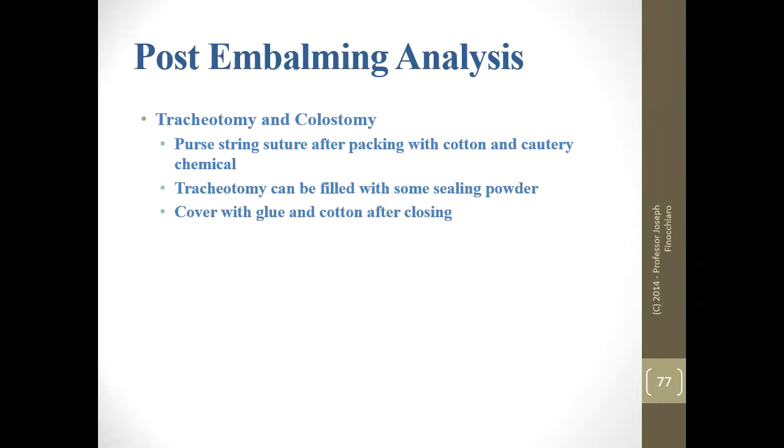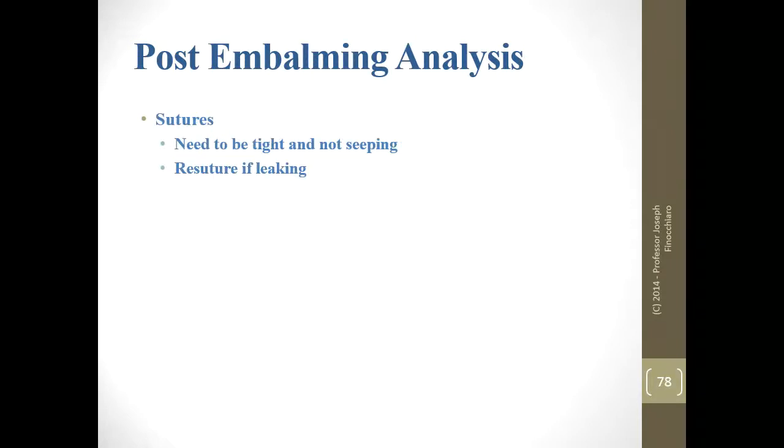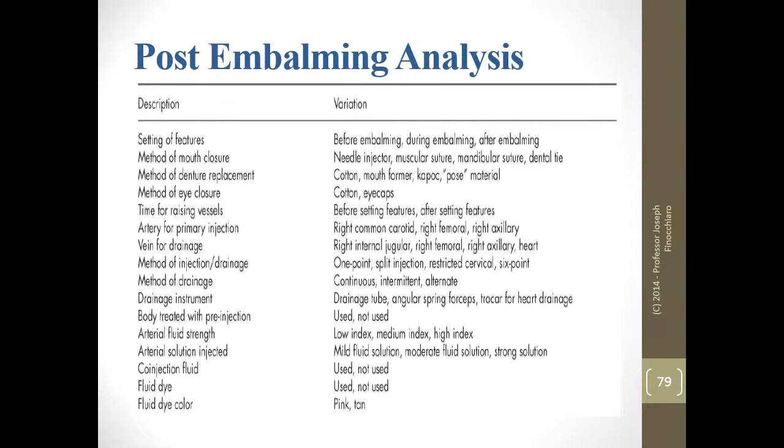Trachs and colostomies. Well, purse string suture after packing with cotton and cautery chemical. Tracheotomy can be filled with some sealing powder, then cover with glue and cotton after closing. Sutures need to be tight and not seeping. If you need to resuture it, try to resuture it tighter. This can be difficult in areas of the body where the skin is very tight, like the legs, the lower legs especially. So you have a great little chart here which tells you a little bit of everything.